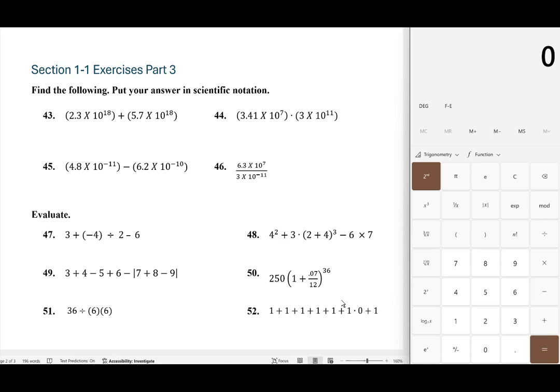For 43 through 46, we're going to be doing operations with numbers that are written in scientific notation. So we're going to start with 43.